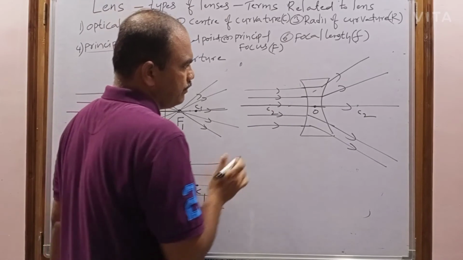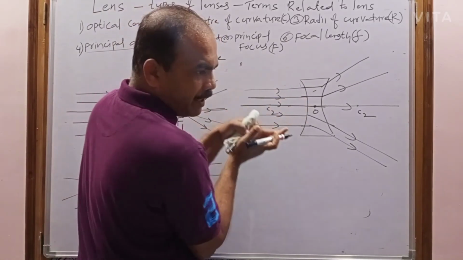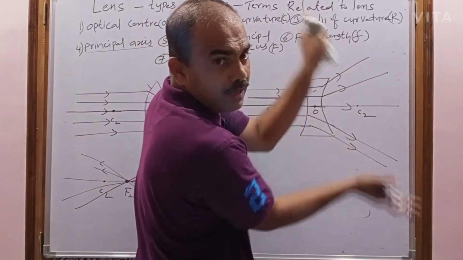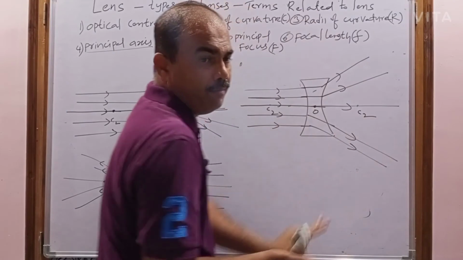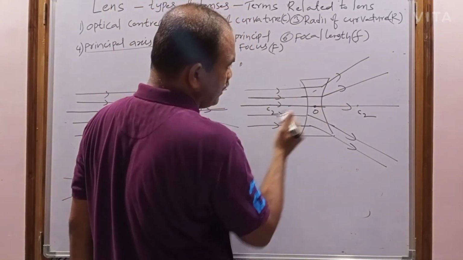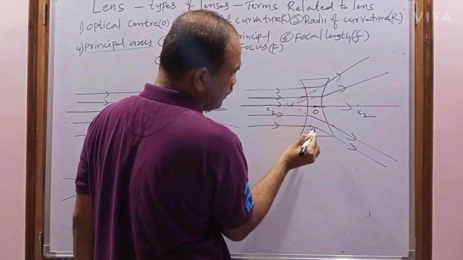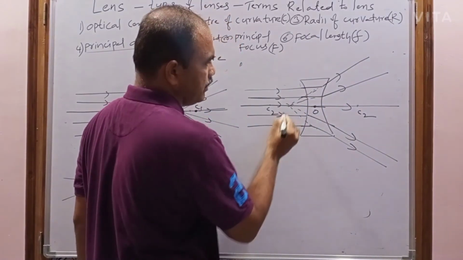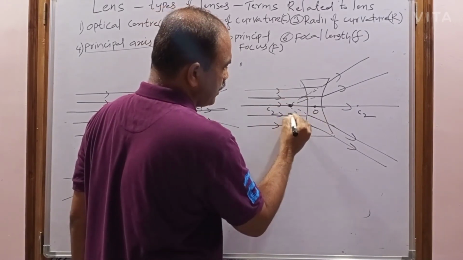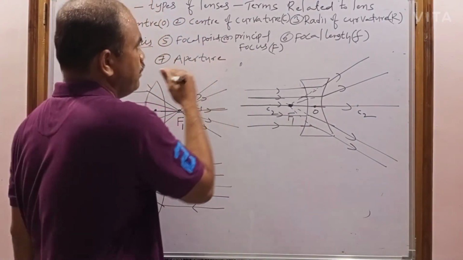So now this is the parallel beam of light which is parallel to the principal axis. After refraction what is happening? The light rays are divergent, moving away from each other. They never intersect. So when they are extended back, they will meet at a point, or they will appear to meet at a point. That point can be called the focus, principal focus or focal point.